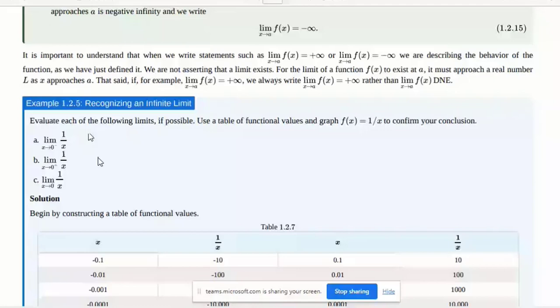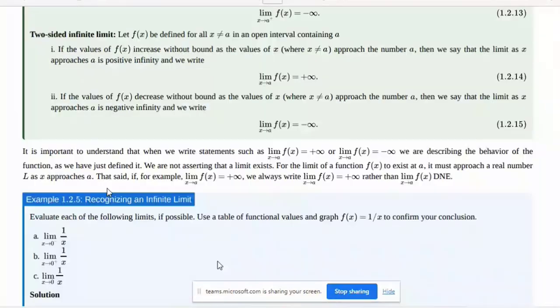Now, please help me out here. Okay, let me do this. I'll just pick randomly the limit of 1 over x as x approaches 0 from the left.